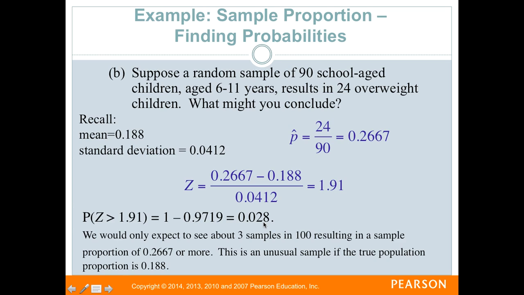What that means is that if we took 100 simple random samples of size 90, we would only expect about 3 of those samples to have a proportion that was as high or higher than this. So 3 in 100, that's pretty rare. We would say that that's kind of an unusual sample to obtain if the true population proportion is 0.188. So what we might conclude is that maybe the true population proportion is not actually 0.188, or maybe we just happened to get a sample that was kind of unusual.